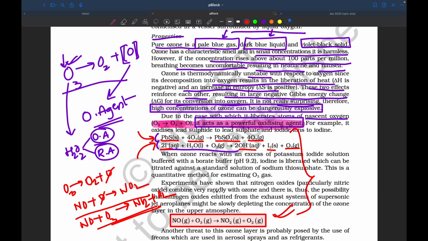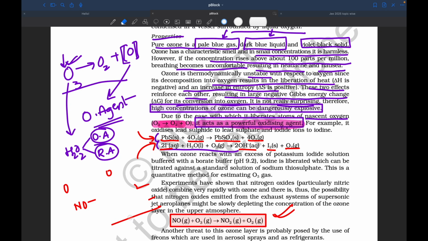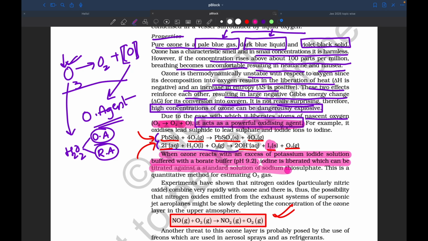So three reactions are mentioned here, but some test values are also given here. Just go through this. When ozone reacts with excess potassium iodide solution buffered with borate buffer of pH 9.2, iodine is liberated. This iodine can be titrated against standard sodium thiosulfate solution. This is a quantitative method for estimation of ozone. That is the reaction given there.